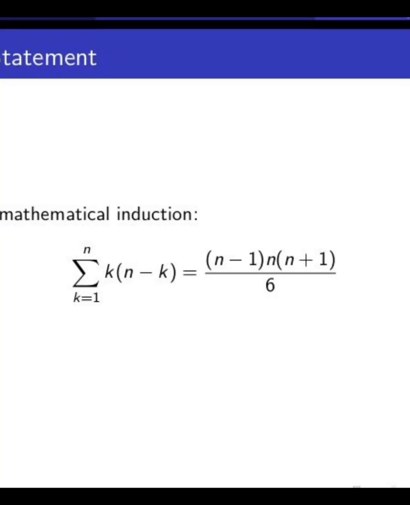All right. I welcome every one of us to another question on Math 101 assignment, and we have our problem statement on mathematical induction. So the question says, prove using mathematical induction the summation of k(n minus k), ranging from k equals 1 to n, which is equal to (n minus 1)n(n plus 1) over 6. So we go ahead with the problem.